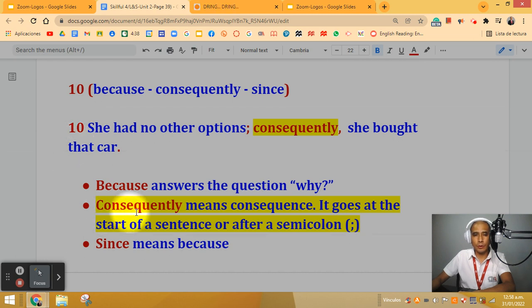What about number 2? Consequently means consequence. One of the characteristics of consequently is that it goes at the start of a sentence or after a semicolon. If we pay attention to number 10, consequently in this case comes after a semicolon. That is one of the reasons it is the appropriate answer. What about the third one? Since means because. In this case, if we read very carefully, number 10 does not apply to the context.